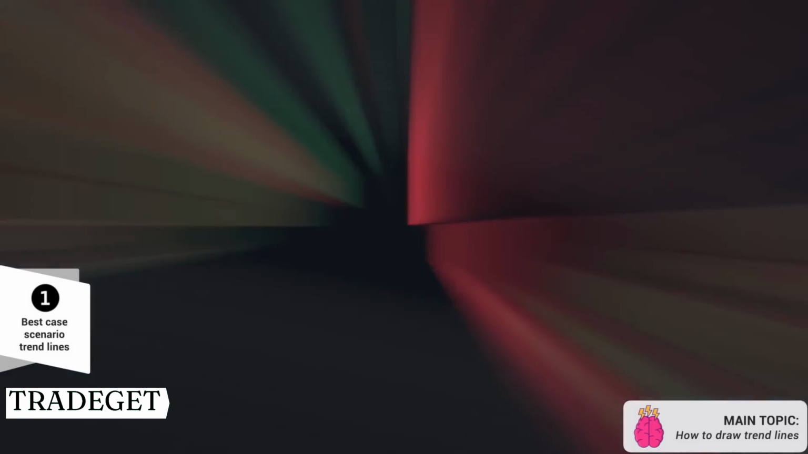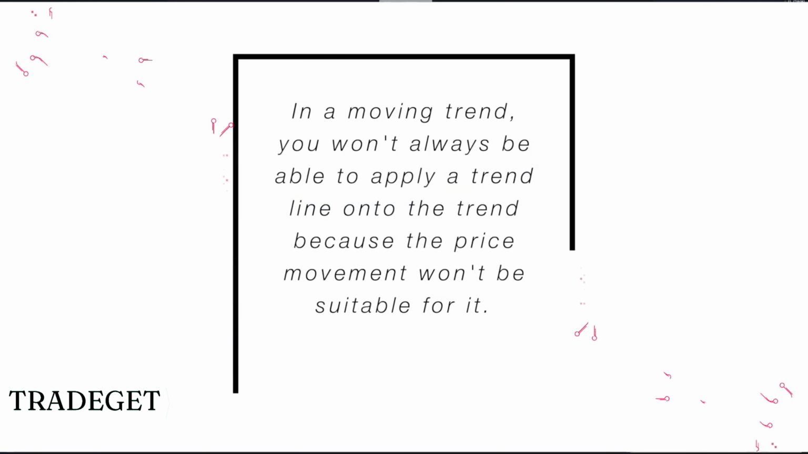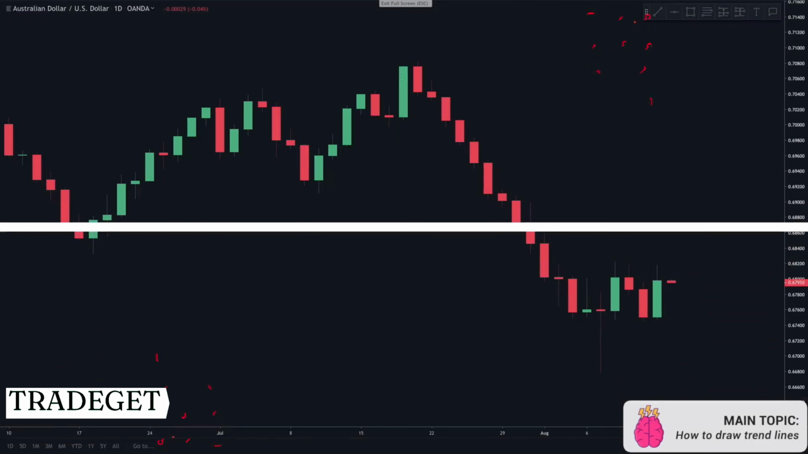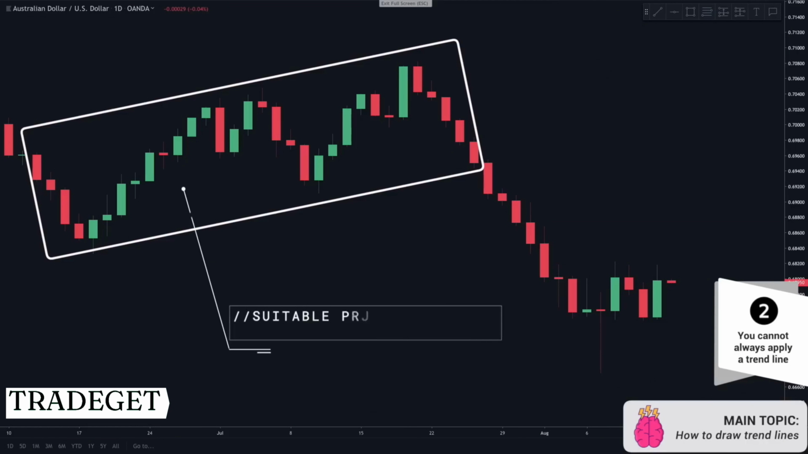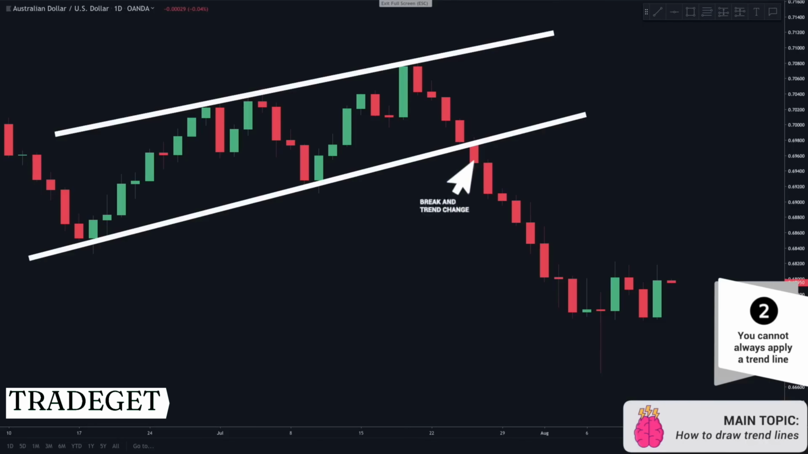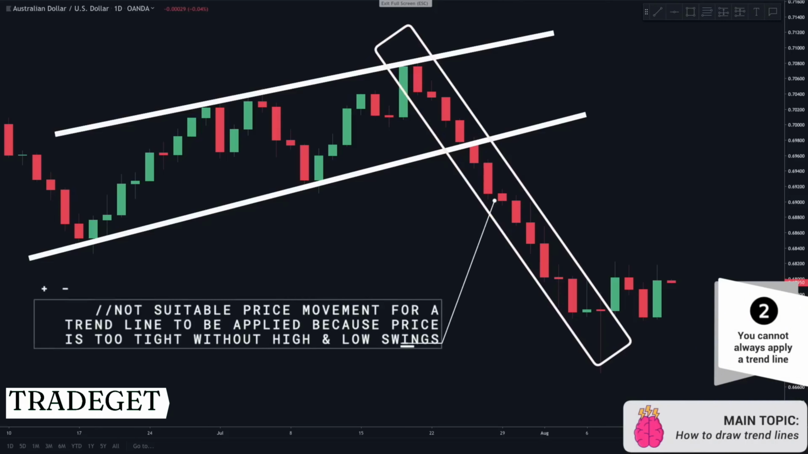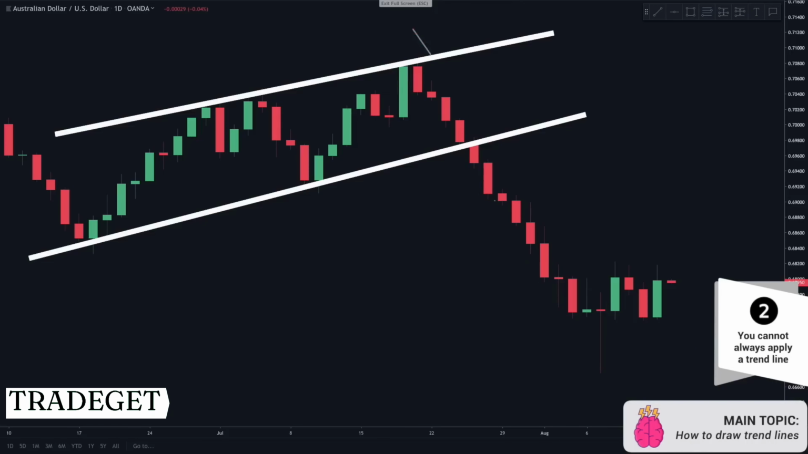So next, this is an important point we want to discuss. There isn't always a trend line you can draw, as there isn't always going to be suitable price movement for a trend line to be applied to it. So to the left here, we had good price movement where you would have had two trend lines applied before price broke the bottom trend line and started a downtrend. But now looking at the current trend, there isn't suitable price movement to apply a trend line. You could apply a super tight trend line like this, but that does not help your overall analysis. So in this case, we leave it out.